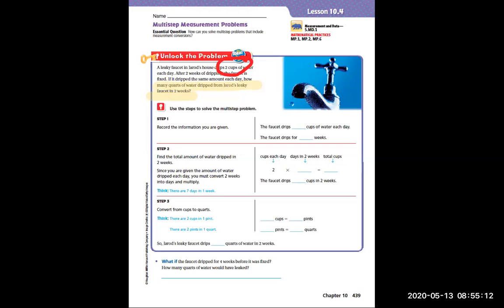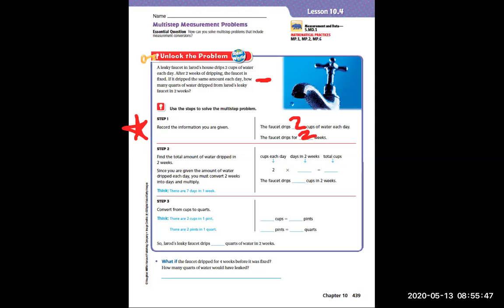So let's just go back and see what the question asks again. We're dripping 2 cups of water each day, and this happens for 2 weeks, okay? And after that, it's fixed. So if it dripped the same amount each day, how many quarts of water? So let's look at step 1 here. And step 1 says the faucet drips 2 cups of water each day. We're just reviewing the information, and that happened for 2 weeks, right?